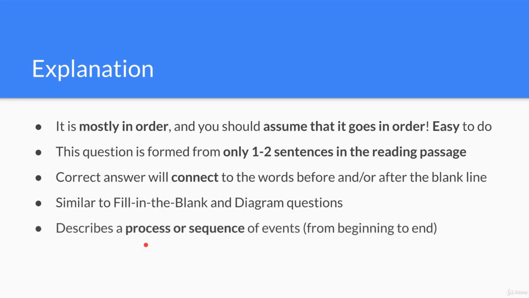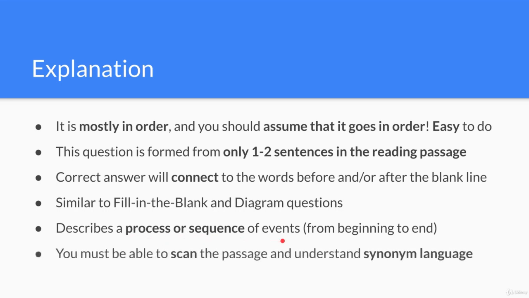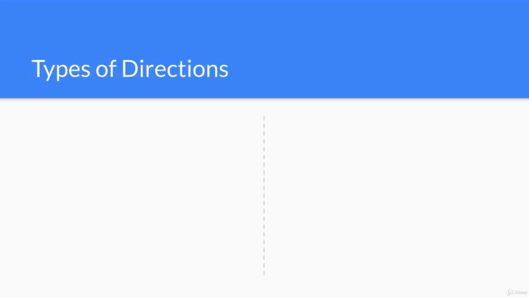As mentioned before, the flowchart question can describe a process or a sequence of events. Finally, you have to be able to scan the passage and understand synonym language. This is, after all, an English test, so the ability to scan the passage and locate the keywords and also the synonym words for those keywords is a very important skill to have. Now let me talk about the two different types of directions that you might see when it comes to this question type.